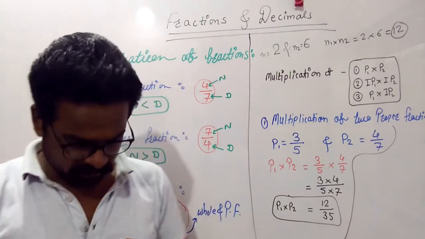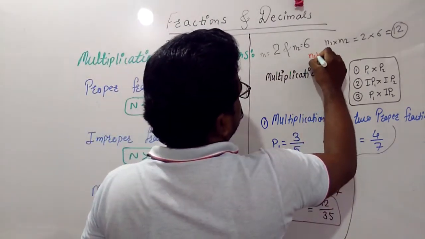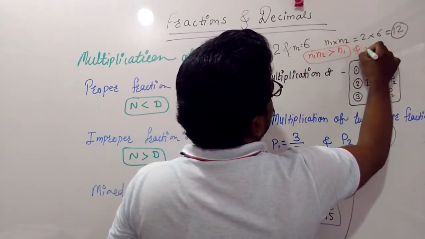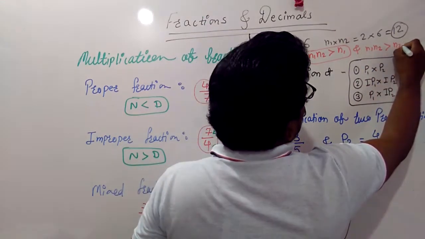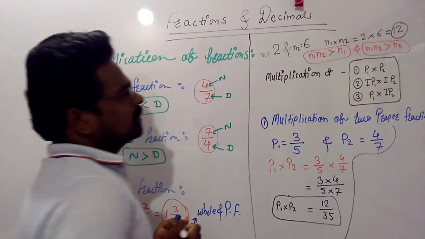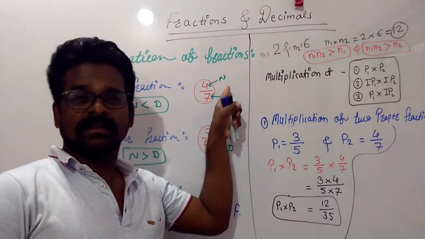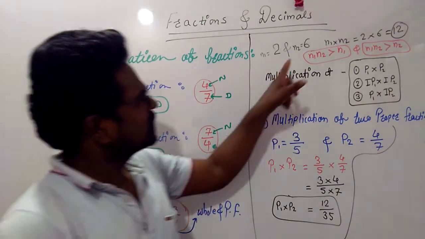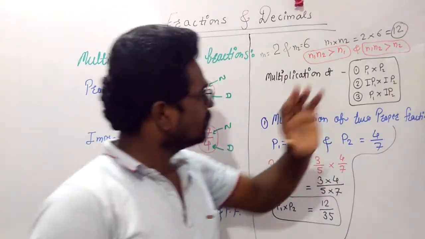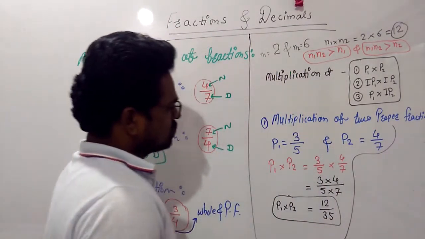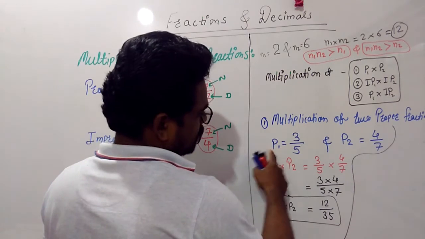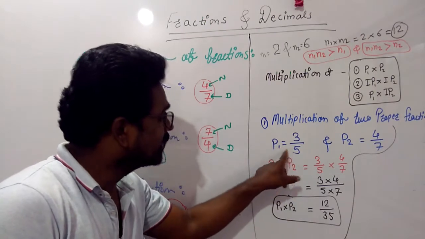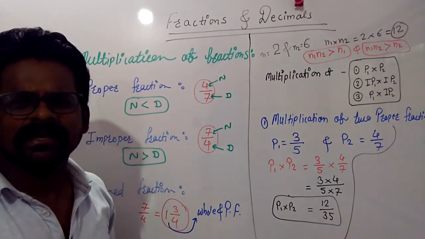Multiplication of two whole numbers means we can conclude here that n1 into n2 is always greater than n1 and n1 n2 is always greater than n2. Yes, we can conclude that the product of two whole numbers is always greater than the individual whole numbers. Okay, fine, no problem. This is the first case, this is the second case. Now see here, what about this? When one fraction is proper and another is proper, then will their multiplication be greater than the individual numbers or less than the individual numbers?